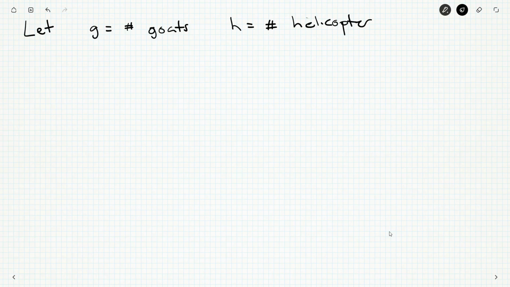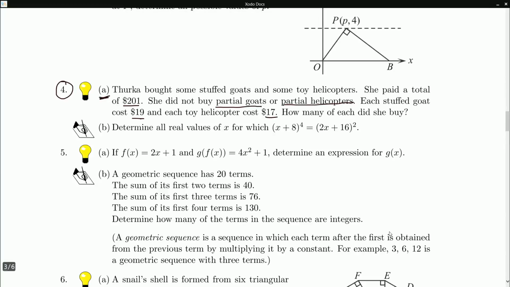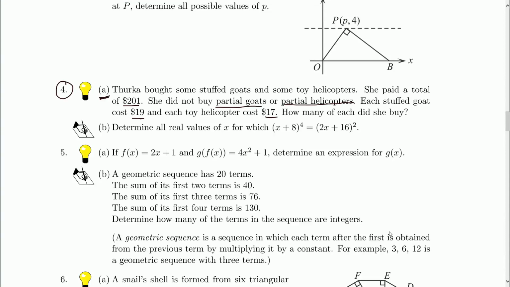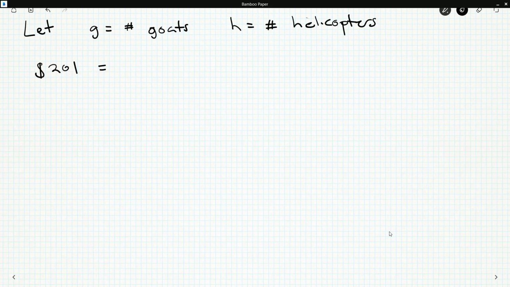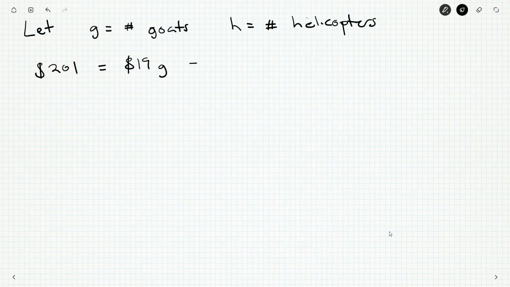Just make them sensible. Number of goats, number of helicopters, and we know she spent $201, and we can set up an equation in terms of how many goats, because each goat cost $19, each helicopter $17, and that's really all we're given. I was expecting maybe another expression, but okay, 19 times G plus 17 times H. And we can even get rid of the dollars. 201 is 19G plus 17H.